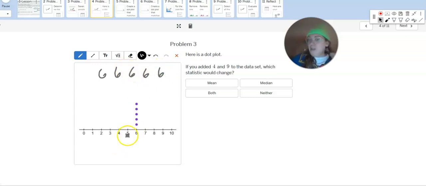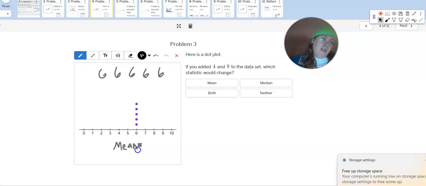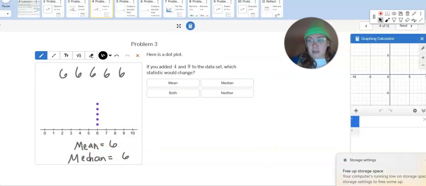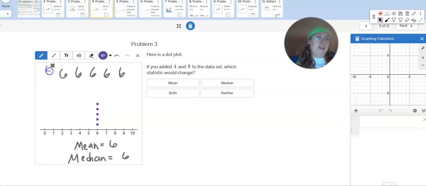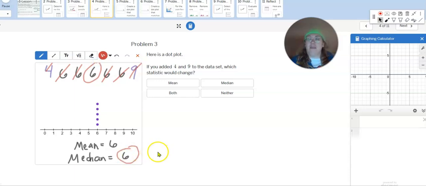Right now, the mean is 6, and the median is 6. The middle number is definitely 6 because all the numbers are 6. Same with the average, it is 6 because all the numbers are 6. So if we add in a 4 and a 9, let's see how this changes. First, we can look at the median. Cross off one on the left, one on the right, and when we do this, we will still have a median of 6. That will stay the same.